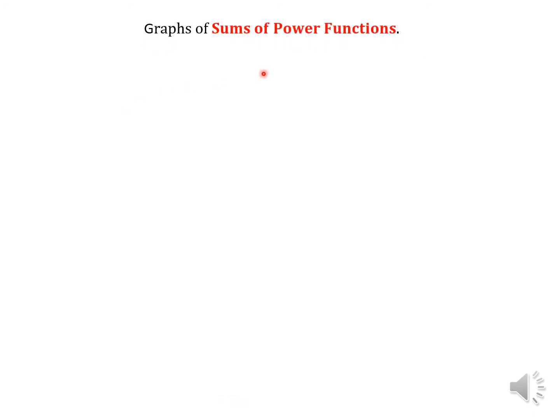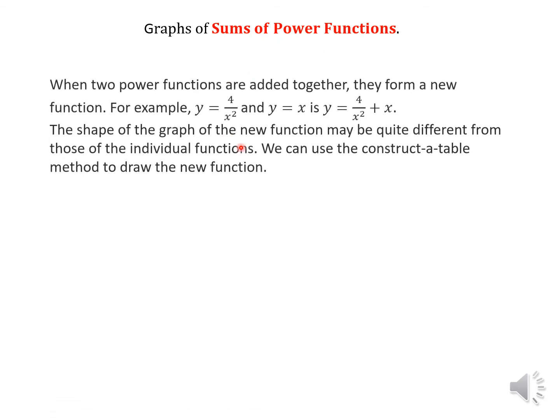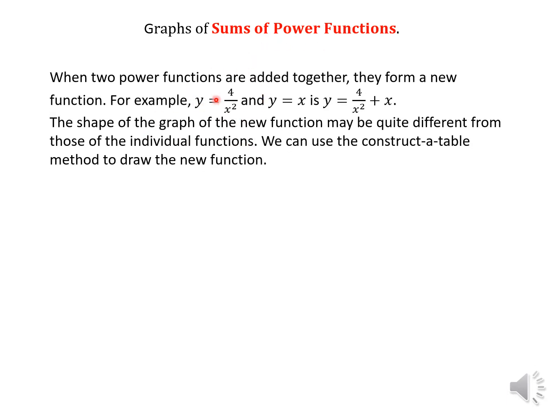Right, so I'm going to do the sum of power functions. Basically what I'm saying is, for example, if I take a graph of y equals 4 over x squared, and I take a graph of y equals x, and we add them, I'm going to be left with y equals 4 over x squared plus x. The best way to do this particular function, because it's a new function, is to use the construct a table method. When you construct a table and then plot on the graph, you should be able to see how this function will look.